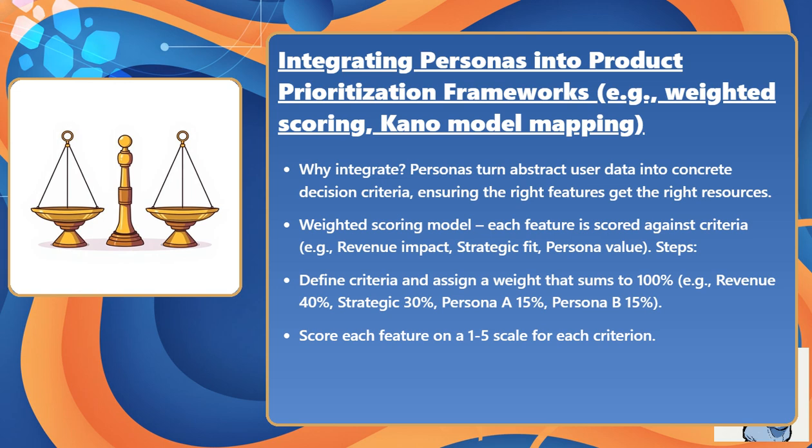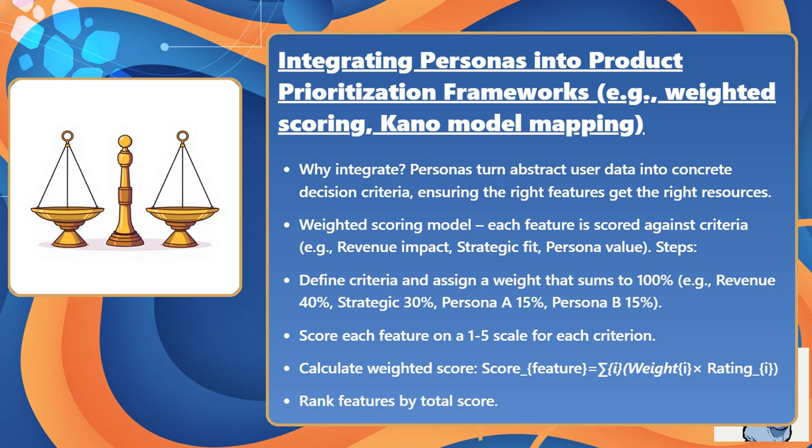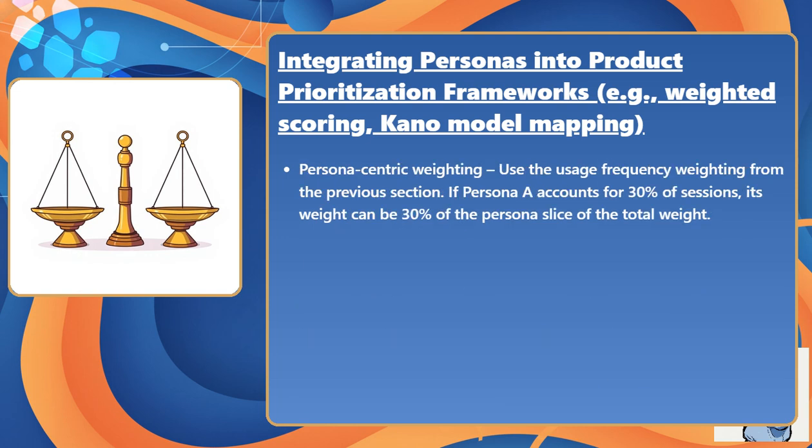Score each feature on a 1 to 5 scale for each criterion. Calculate the weighted score: Score_f equals the sum over i of weight_i times rating_i. Rank features by total score. Persona-centric weighting: use the usage frequency weighting from the previous section. If a persona accounts for 30% of sessions, its weight can be 30% of the persona slice of the total weight.